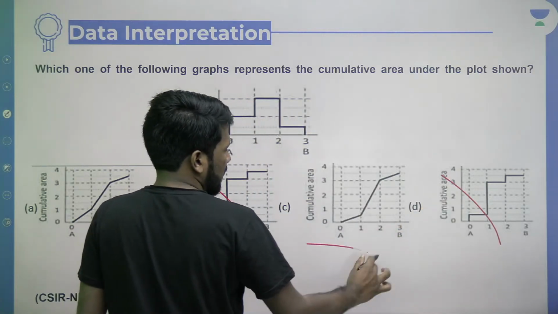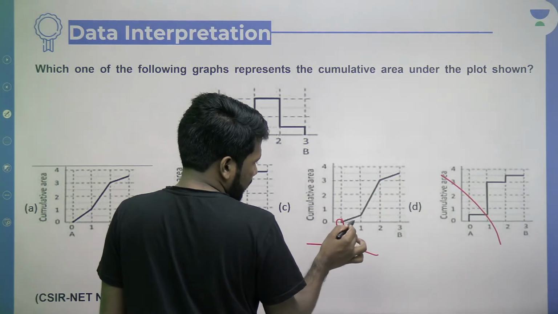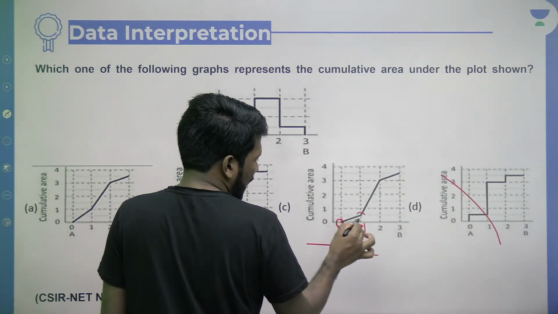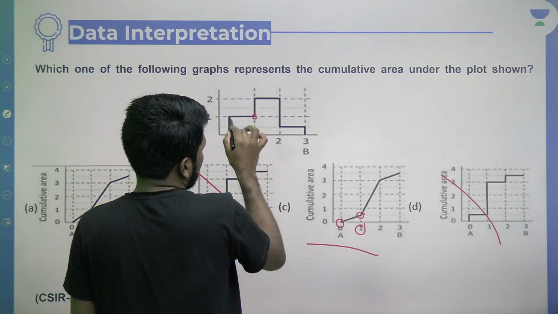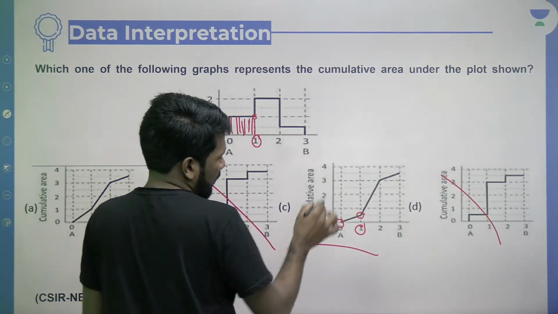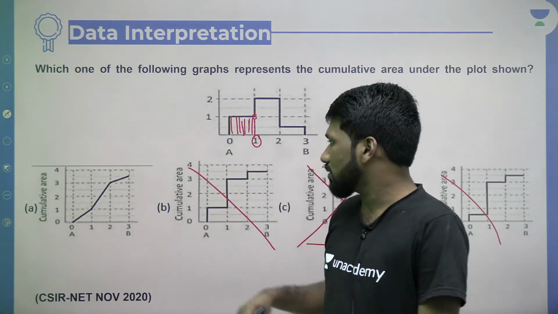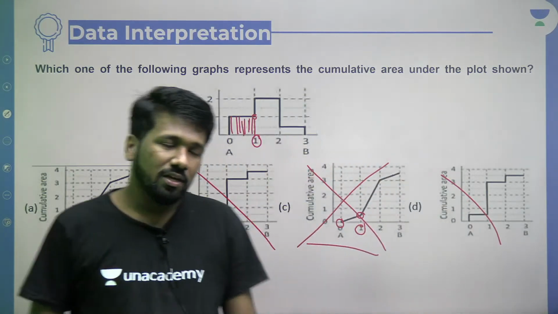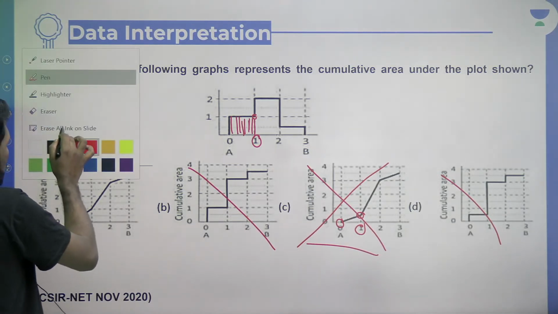What about option C? Yes, there's a gradual increase, and at 0 the area is 0, that is okay. But at 1 the area is half, it should not be half, at 1 the area should be 1, because the region covered is 1 area itself. That is why option C is wrong. Now those of you who are still not convinced, I will explain more about option A, and the remaining regions also, so that you get more clarity.